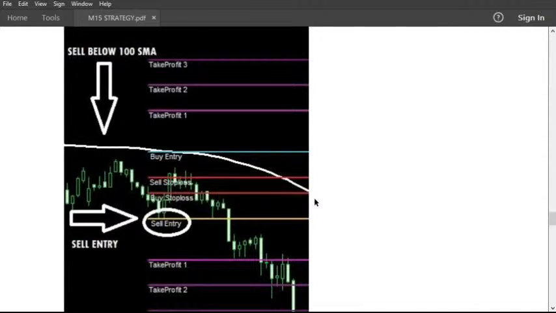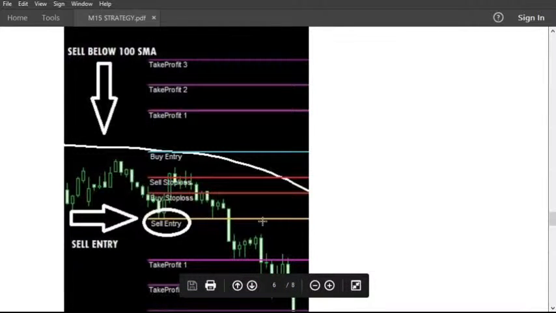As you can see, the price here was below the 100 period moving average. And now here's the sell level here. So the sell was actually triggered in this region here, as you can see right over there.